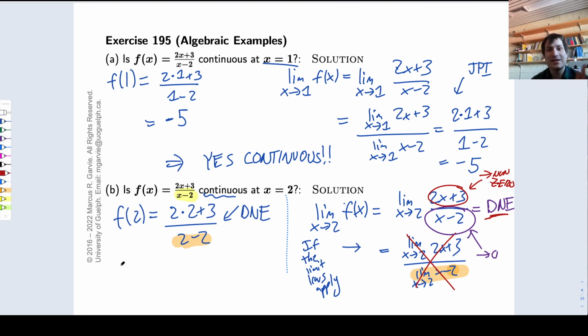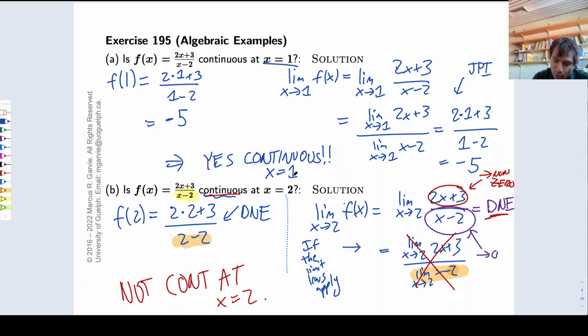Everything doesn't exist. This thing is super not continuous at x equals 2. I guess in the first one I should have said at x equals 1, it is continuous. Okay, I'm going to stop there.